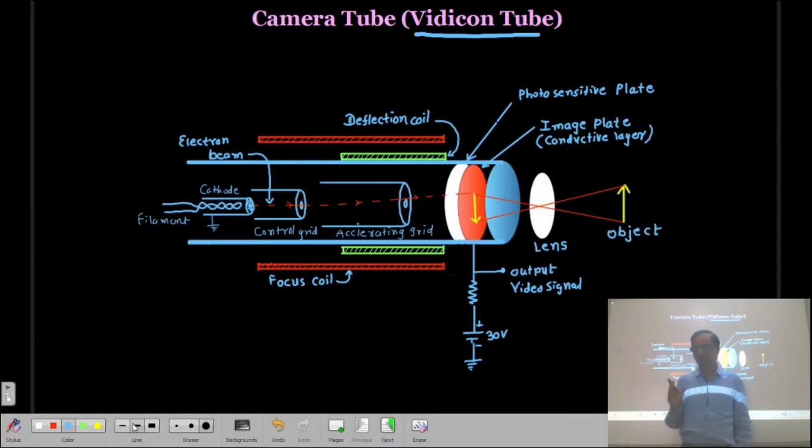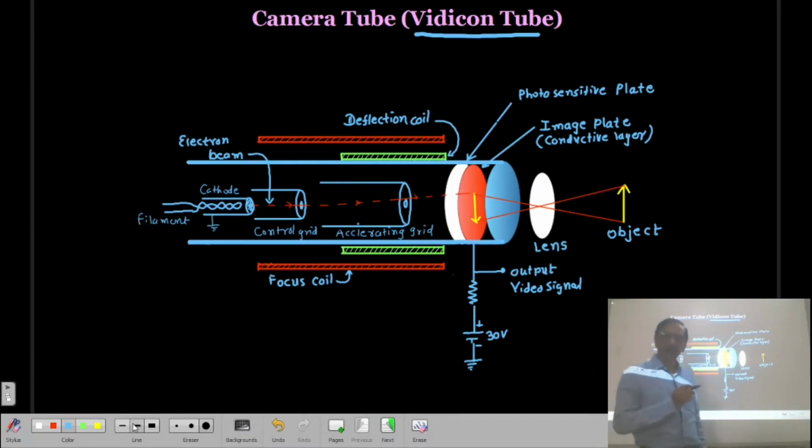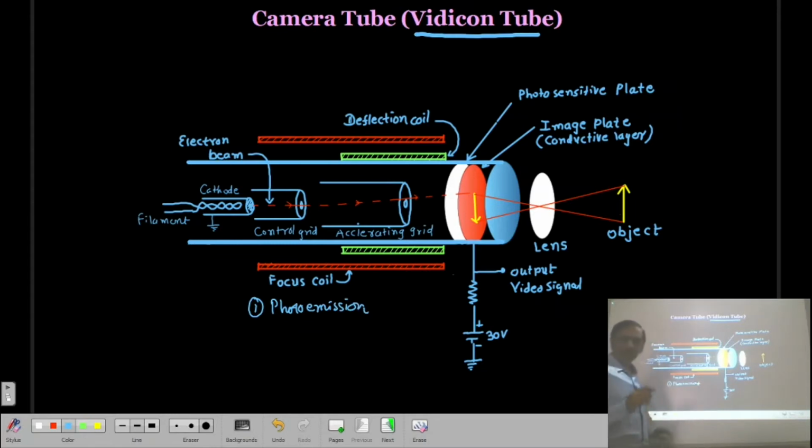And inside the camera, we have a camera tube. Now these camera tubes operate on different principles. In the previous lecture, I already discussed the two different principles. One of the principles is photo emission. Photo emission means when the light is incident on that material, then electrons are emitted, which are called photoelectrons.